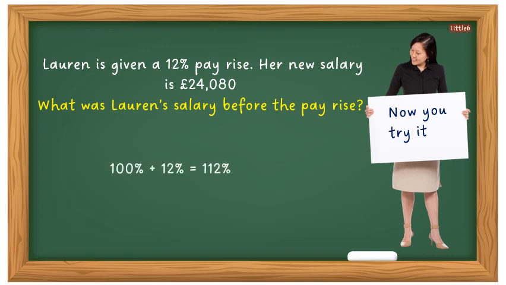There you go. Starting value, which you don't know, is 100%, plus the 12% she got in the pay rise. That gives you a value of 112%. So you take that £24,080, divide it by 112, which will give you the value of 1%. You multiply it by 100, and you can see her starting salary was £21,500.